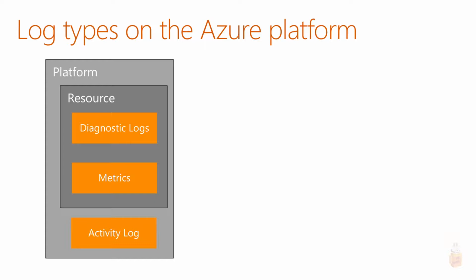Now, the activity log is a little different. The activity log describes anything that's happening to your resources by someone who is working with the Azure platform. So it's kind of an audit trail for everything that's happening in your resources to say, hey, who stopped that VM? Who deployed that new service? All of that is tracked in the activity log.